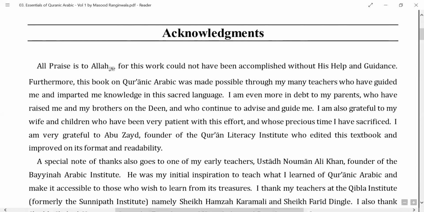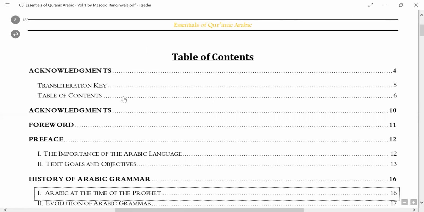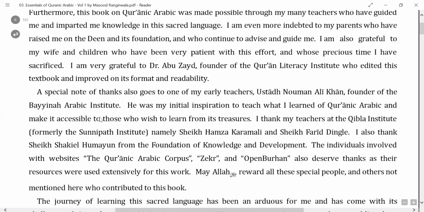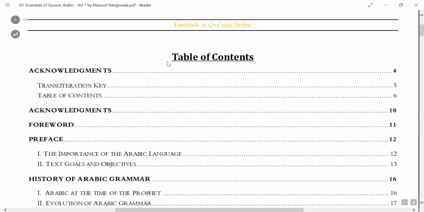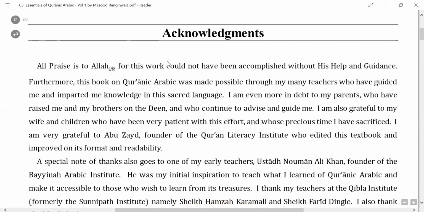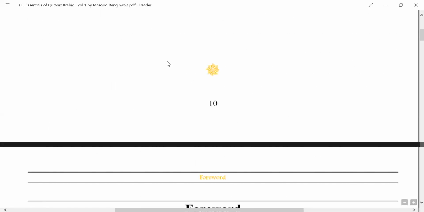So here acknowledgements is there. I'll ask you to go over this one. Acknowledgements, table of contents. There is one acknowledgement here. This one. Okay. Just give me a minute. So what you need to do is I want you to go through this page, the acknowledgements. I think the above one is the same. It's just pages repeated twice.